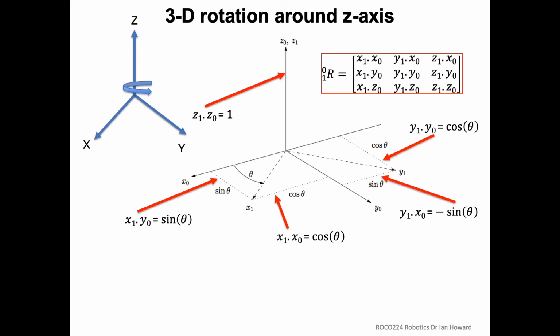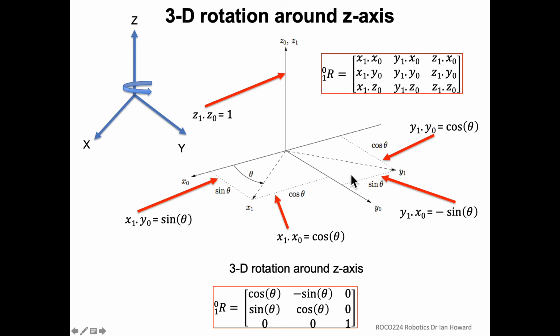So this would be the full projection matrix in order to do a rotation. The first terms would be x1 projecting onto x0, y1 projecting onto x0, z1 projecting onto x0, x1 projecting onto y0, y1 onto y0, z1 onto y0, and then x1 onto z0, y1 onto z0, z1 onto z0.